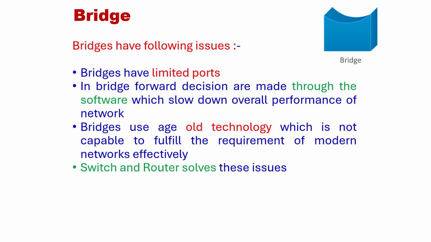Bridges also have some issues. Bridges have limited ports, which is one of the limitations of a bridge. In a bridge, forwarding decisions are made through software, which slows down the overall performance of the network. And bridges use age-old technology, which is not capable of fulfilling the requirements of modern networks efficiently. So in order to overcome this, we go for switches and routers to solve these issues.